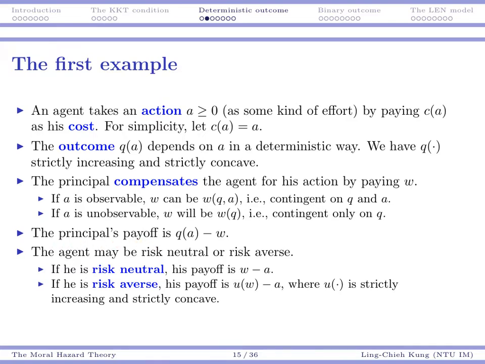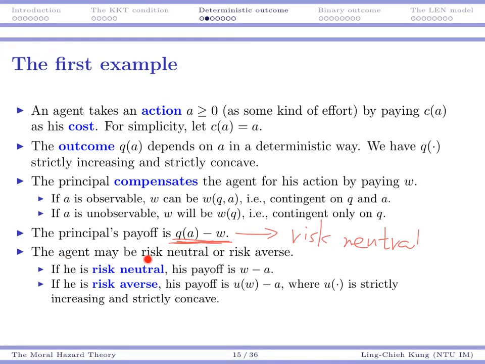The principal's payoff is Q of A minus W. This is the outcome generated by the salesperson's hard work or the agent's hard work, and that outcome translated to the principal's payoff. But the principal needs to pay something to the agent. Okay, so it's money minus money. When we assume this format, we are saying that the principal is risk neutral. Okay, because all the monetary values transfer to the principal's payoff.